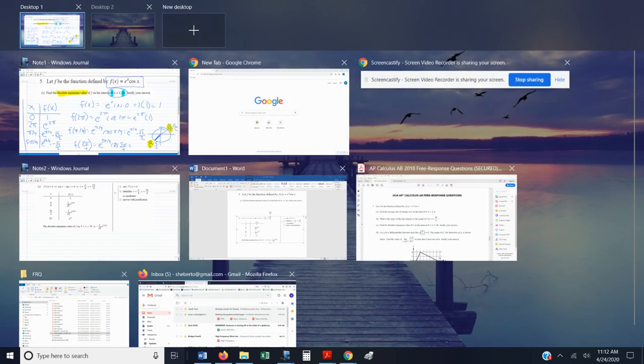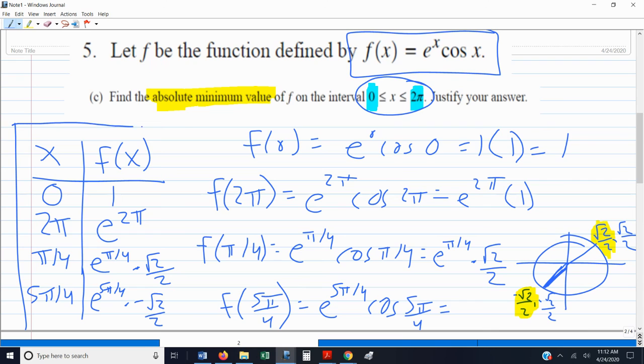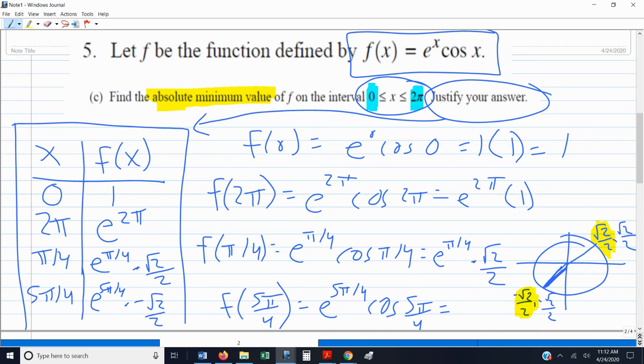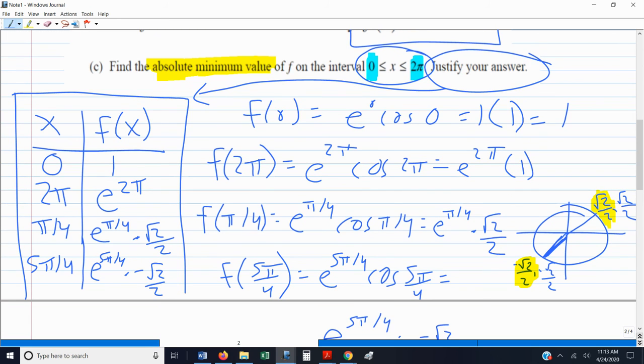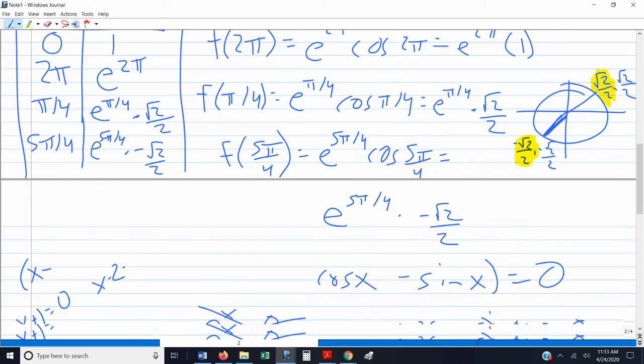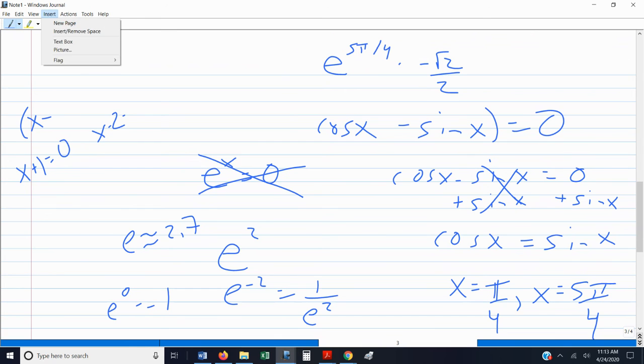Then I just have to answer the question. So I don't have to justify. Well, it says justify, but the justification is my chart. But the question is, what is the absolute minimum? So what is the lowest y value? And we just have to point out which one it is. So I thought this was really neat how they did this. I'm going to just enter an extra page here, sorry.